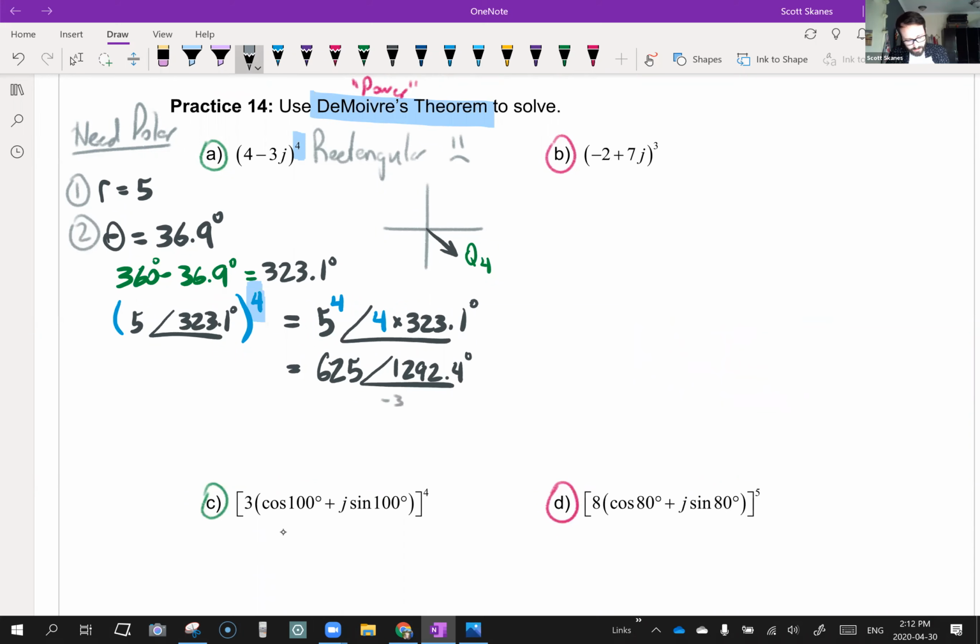So subtract 360. What does that give us? 1292.4 minus 360. That gives us 932.4. That is too big. Subtract 360 again. 572.4. That's too big. Subtract 360 again. 212.4. Okay, that's the one. That's between 0 and 360. So I'm going to write out my final answer.